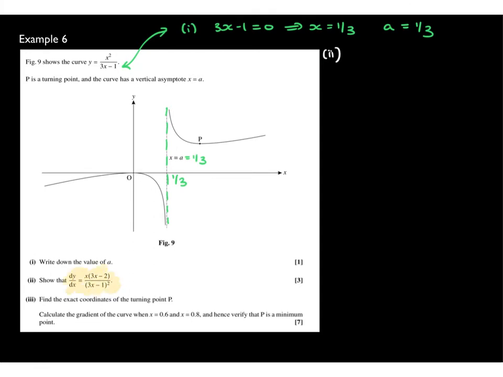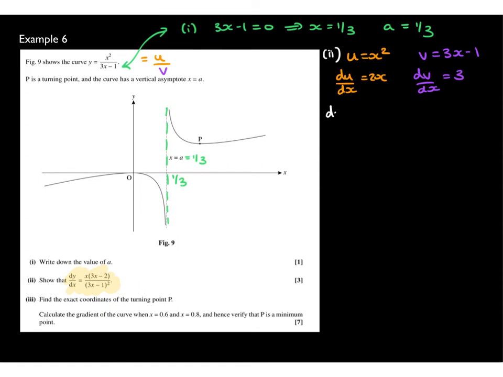Part 2, show that dy by dx is given by this result here. We've got to find the derivative of the function. I'm going to use the quotient rule to do this. It's set up very nicely. We can see the numerator and we can see the denominator functions very clearly. So u equals x squared, du by dx is equal to 2x. That was a simple derivative. v equals 3x minus 1, and dv by dx is equal to 3.